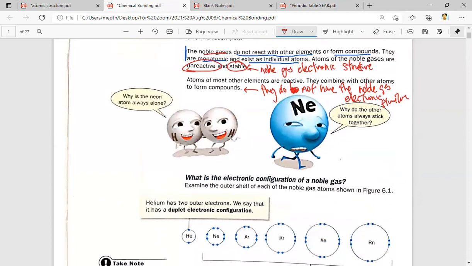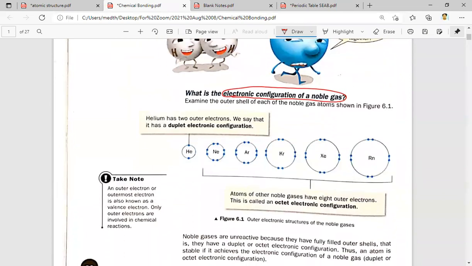So first thing, before we even talk about how other elements get the noble gas electronic structure, we need to understand what it means by the noble gas electronic structure. So let's look at the outer shell. Helium only has one shell, and the first shell, you realize, has 2 electrons. So the first shell is fully filled.